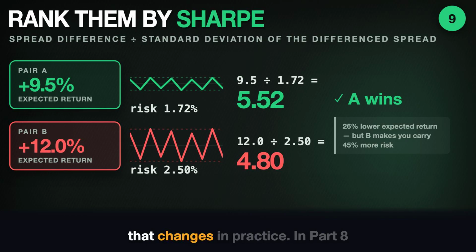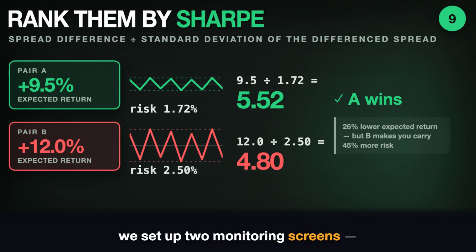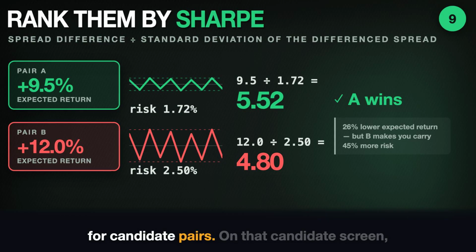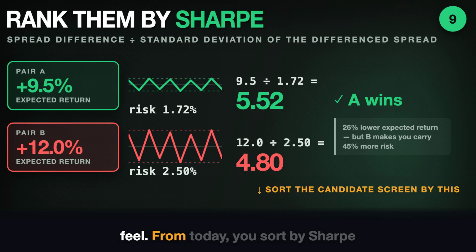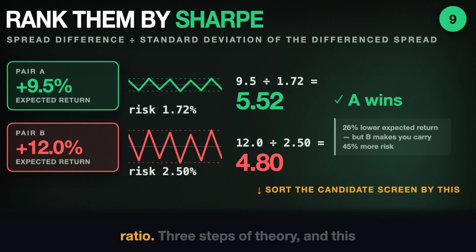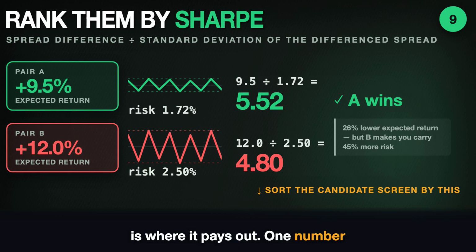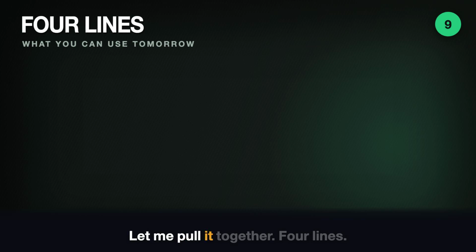And look at what that changes in practice. In Part 8, we set up 2 monitoring screens, one for the portfolio you hold, one for candidate pairs. On that candidate screen, how do you decide what to put on first? Until now, it was a feel. From today, you sort by Sharpe ratio. 3 steps of theory, and this is where it pays out: 1 number to sort by. Let me pull it together.